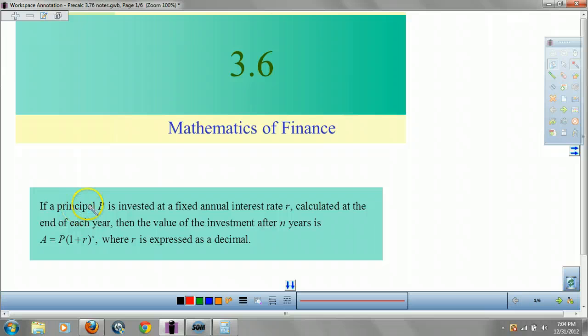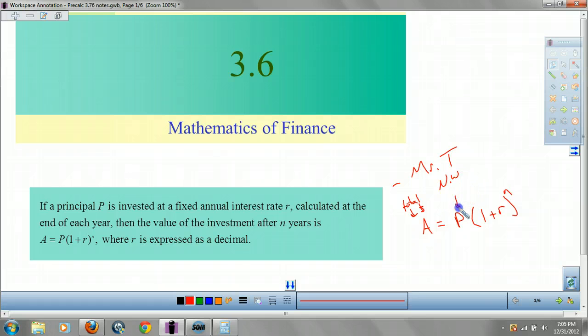If a principal P is invested at an annual interest rate of R calculated at the end of each year, the amount after n years is A equals P times 1 plus R to the n. Here's the noteworthy version, guys. Your annual total, this is your total cash, equals your principal times 1 plus your rate to the n years, right?